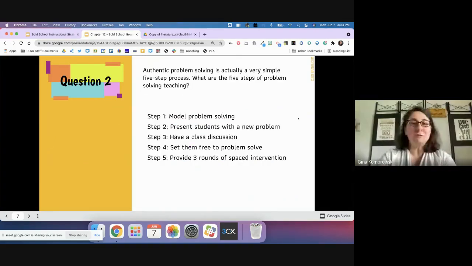So question 2, problem solving is a 5-step process. And so they wanted us to outline what those 5 steps of problem solving teaching actually are. The first step is modeling problem solving. But what the teacher's actually doing is modeling the process of problem solving.